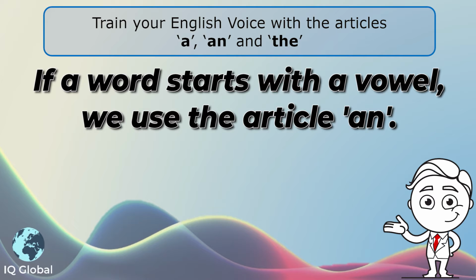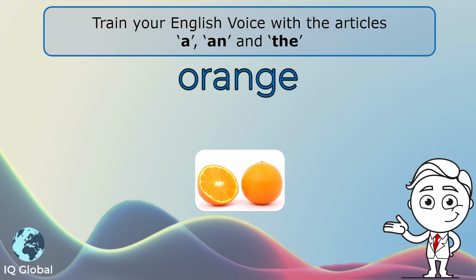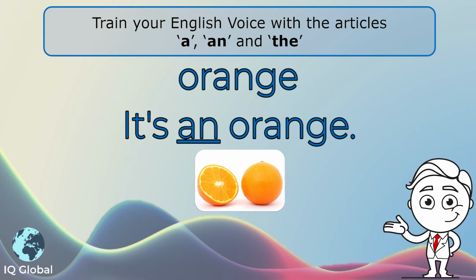If a word starts with a vowel, we use the article an. For example, orange. Orange starts with O, which is a vowel, so I will say it's an orange.